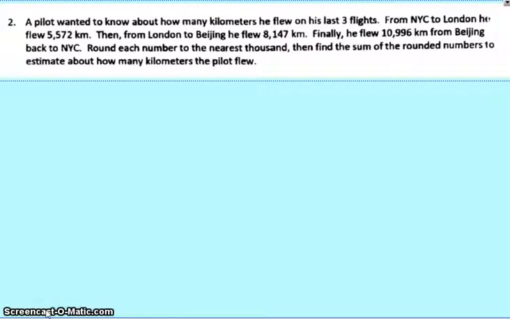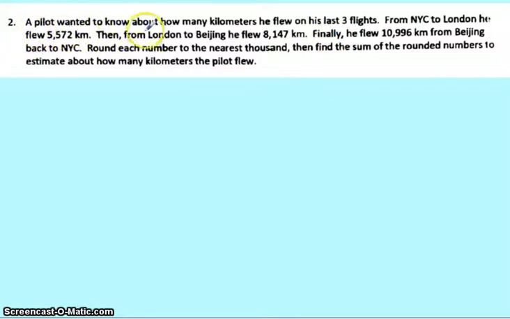Alright, this is Homework Help Part 2 for the back part of the Lesson 7 problem set on rounding numbers to the thousands place. Let's take a look at the first problem here. Again, the key to understanding any problem is making sure you comprehend all the information that's given to you. So let's read it one time through.